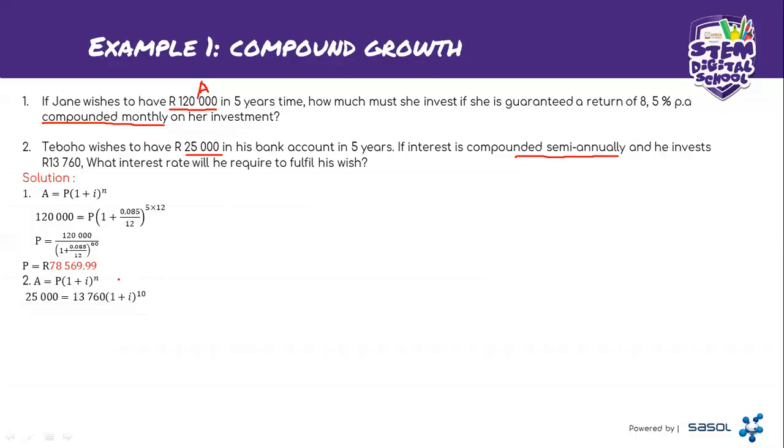Now, second step, you substitute. The value of A is always greater than P because the amount of money that we're going to get after 5 years comes with what? Comes with the interest. Now this is 25,000, and P is 13,760, times 1 plus I to the power of 10, right? Then the third step, we are going to divide both sides by 13,760. Now, because we are in need of I, and we've got an exponent there, which is 10, we need to get rid of this 10 here. But how are we going to get rid of this 10?